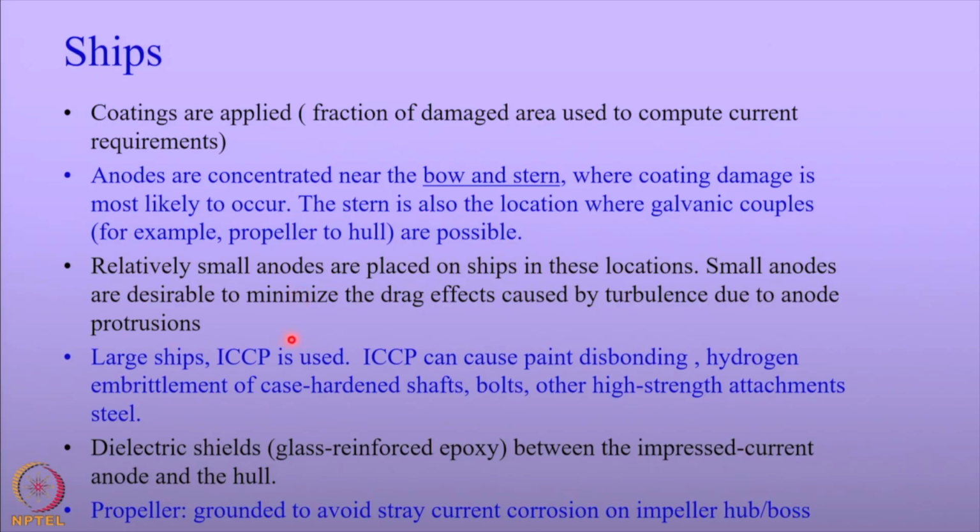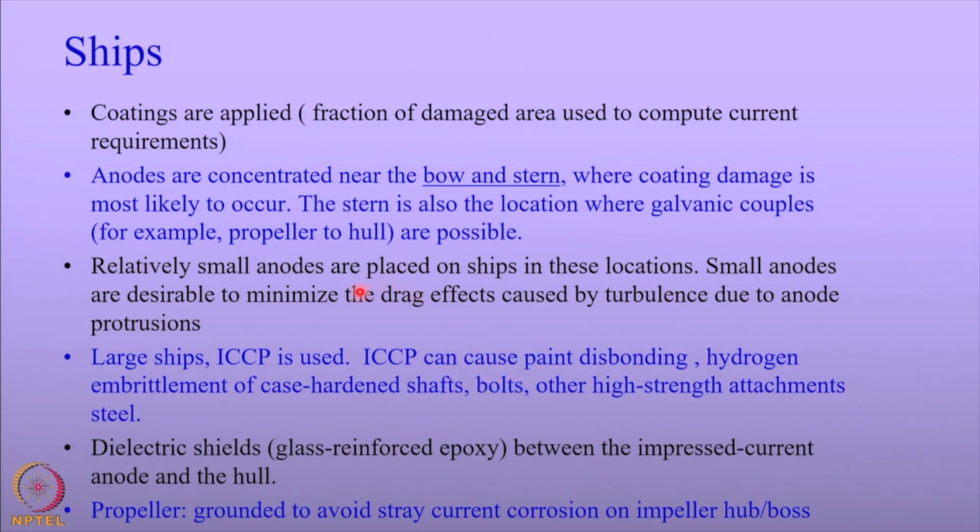The ship sizes are becoming larger. Using simply the sacrificial anode cathodic protection system is unviable, and so ICCP is used. In fact, ICCP and sacrificial cathodic protection are used together in most of the ships. One problem with ICCP is that it can cause paint disbonding, and it can cause hydrogen embrittlement of case hardened shafts, bolts and other high strength attachments to the steels.